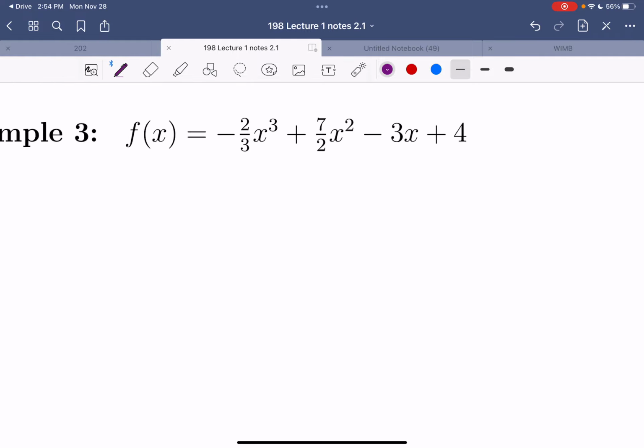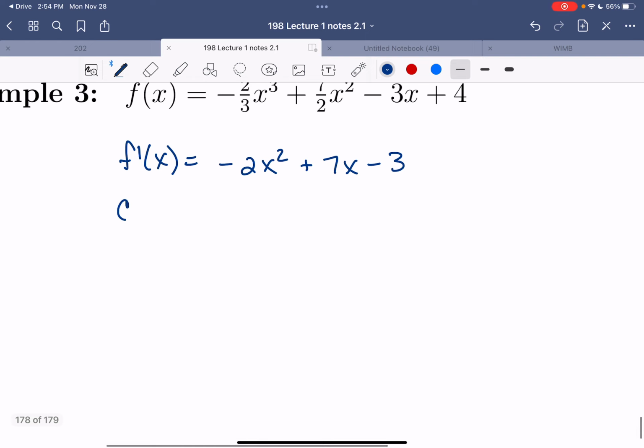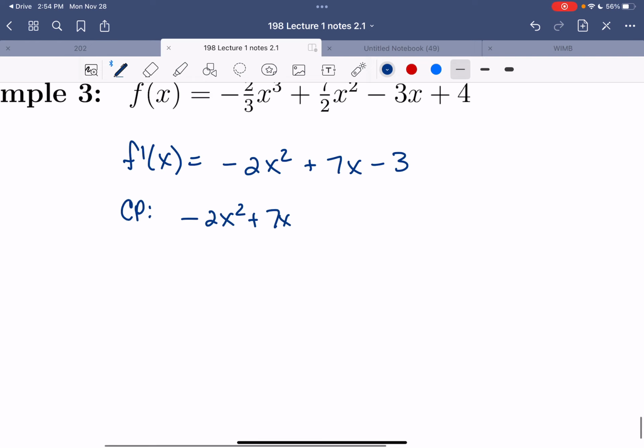All right, so first thing we need to do is get our critical points. So in order to find critical points, we take our first derivative. If you're not taking derivatives, you're definitely not doing it right. The derivative here is going to be negative 2x squared plus 7x minus 3. And we're going to set that equal to 0 to get our critical point. Now I'm going to multiply it through by negative 1. So that gives me 2x squared minus 7x plus 3.